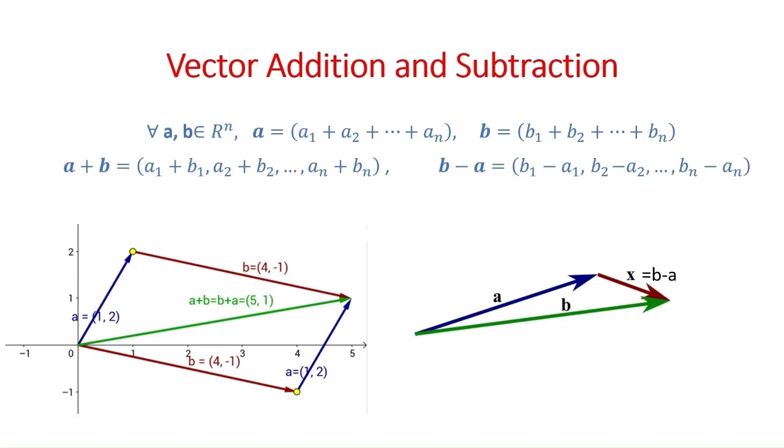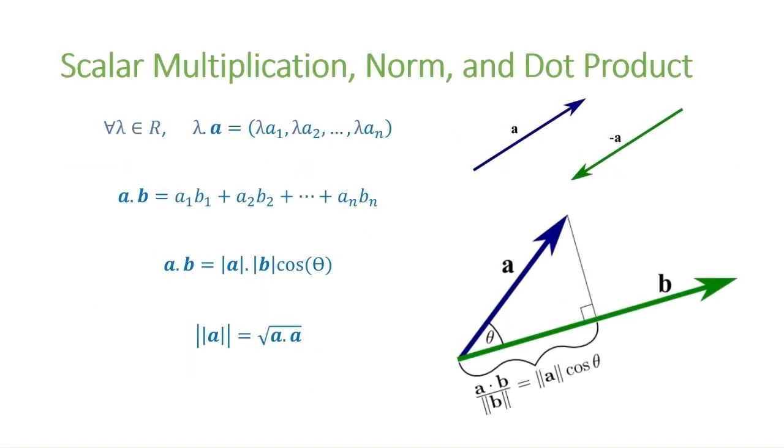Geometrically, vector addition means placing the tail of one vector at the head of the other. The resulting arrow represents their sum. Now let's look at vector subtraction. Subtracting vector B from vector A means subtracting each component. Geometrically, vector subtraction answers a very useful question: what vector takes me from B to A? In machine learning, we constantly add and subtract vectors. We subtract predictions from targets, update parameters, and move step by step towards better models.